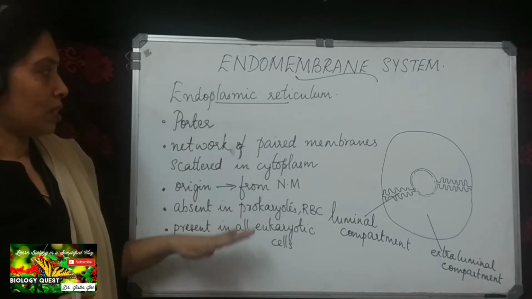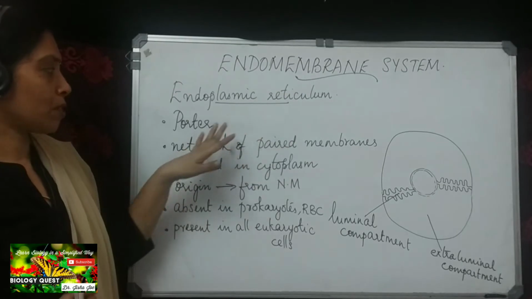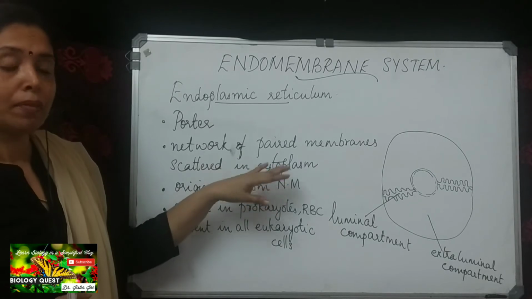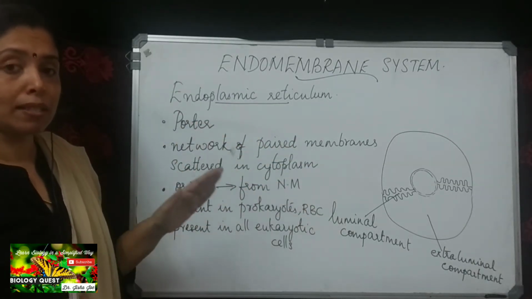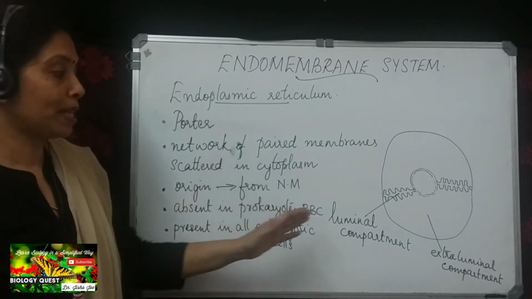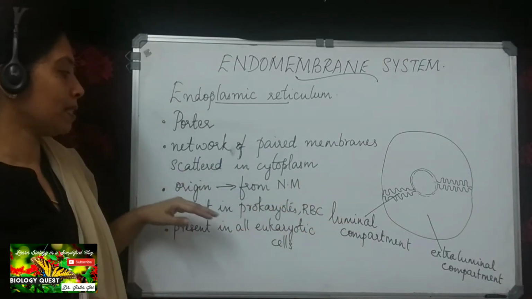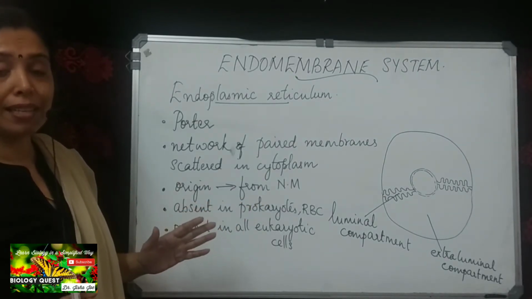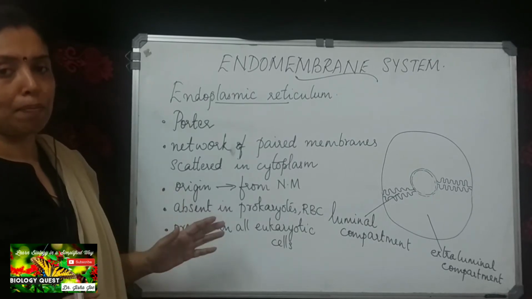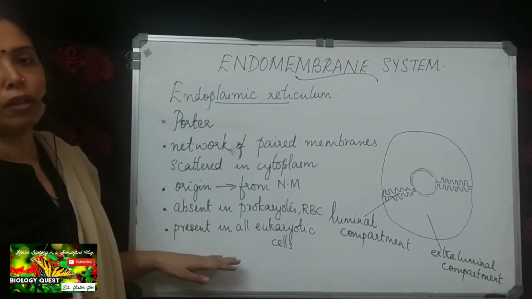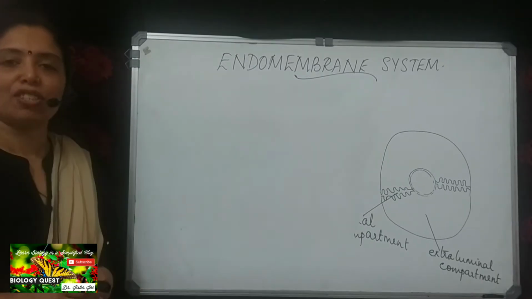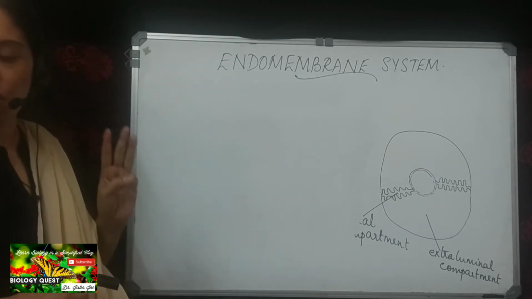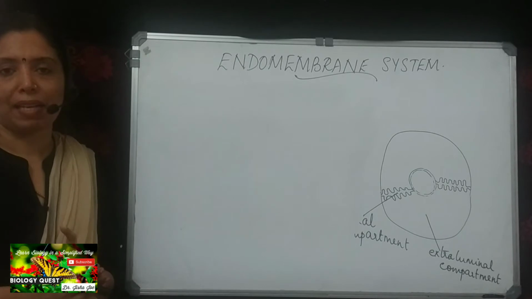Okay, so I hope that much is clear. So, endoplasmic reticulum, the term was coined by Porter. It consists of network of paired membranes scattered in the cytoplasm. Endoplasmic reticulum divides the intracellular space into two compartments, the luminal compartment and the extraluminal compartment. It originates from the nuclear membrane. It is absent in all prokaryotic cells and in mature mammalian RBCs. It is present in all eukaryotic cells. Endoplasmic reticulum exists in three forms. Okay, in three forms, or there are three components in the endoplasmic reticulum.